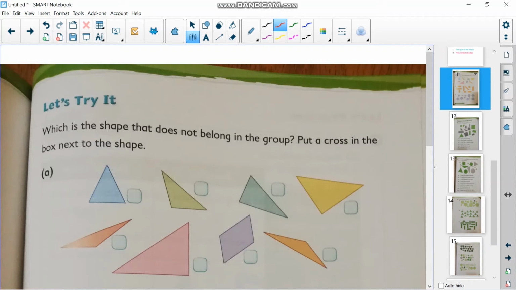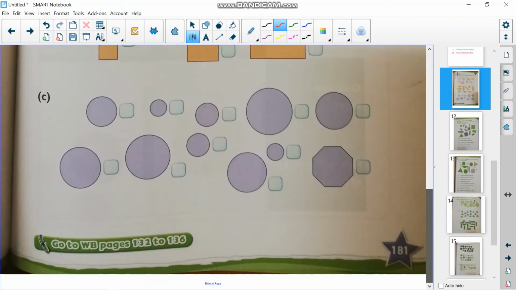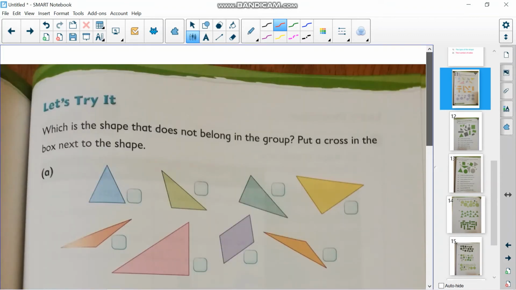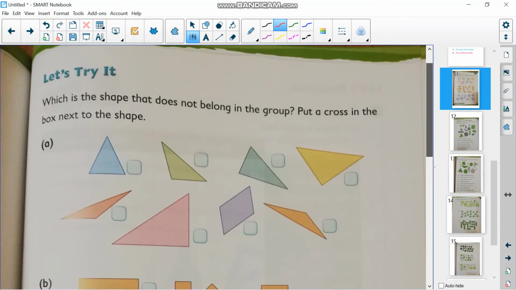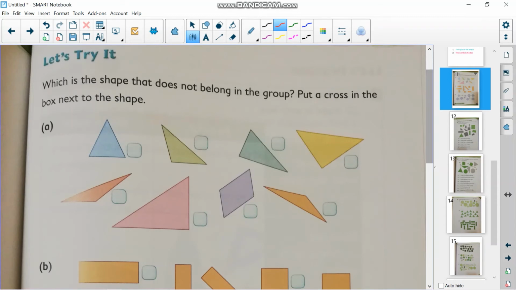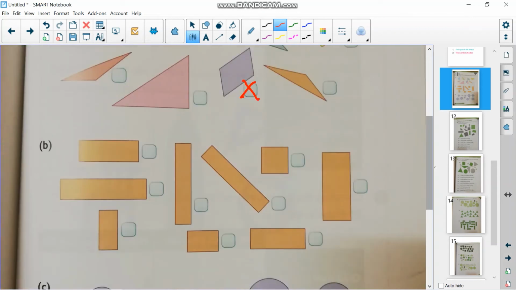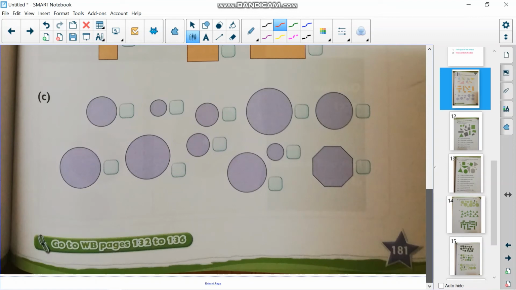Now that you know how to classify the shape, let's try to answer the practice exercises from your student book and from your workbook. Let's start with your student book, page 181. Which is the shape that does not belong in the group? Put a cross in the box next to the shape. So let's look at the set of the shapes. So from this, you can see that this shape doesn't belong to the group, as this shape is what we call quadrilateral, while the rest of the shapes are triangles. Just continue with letter B and letter C.